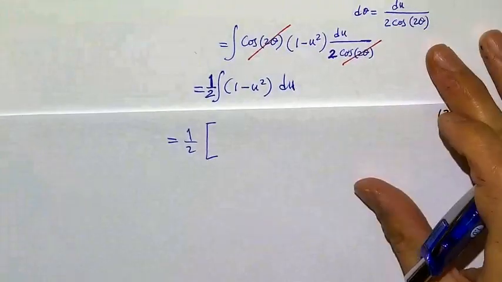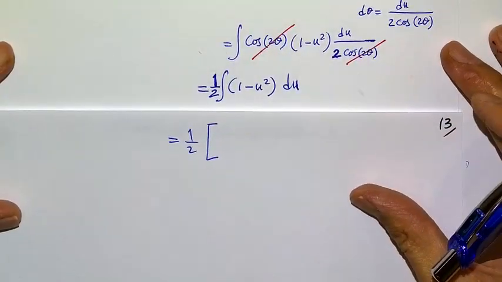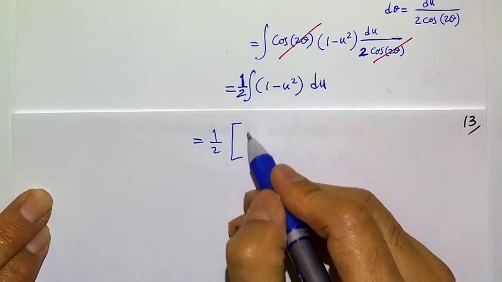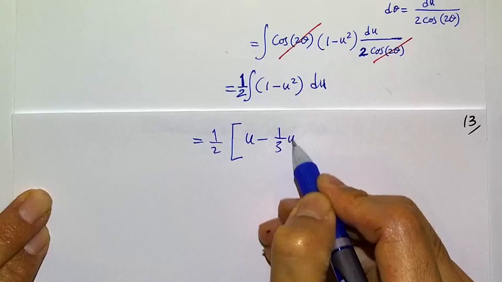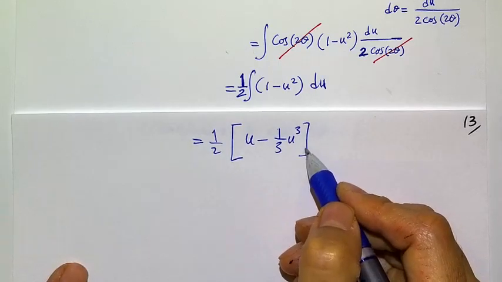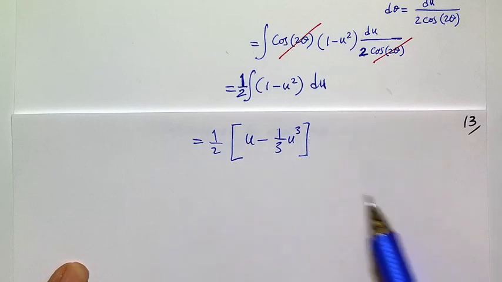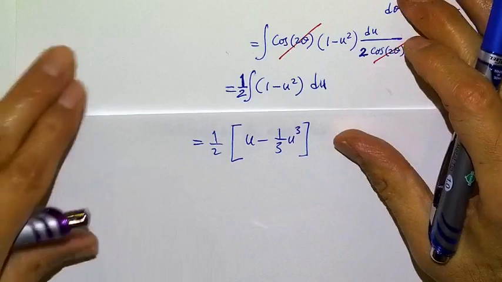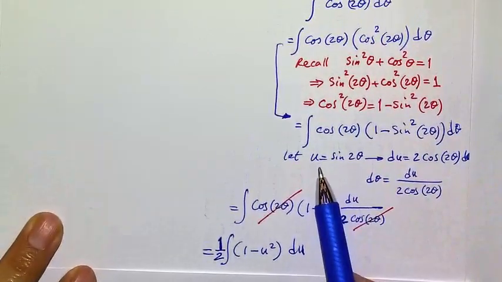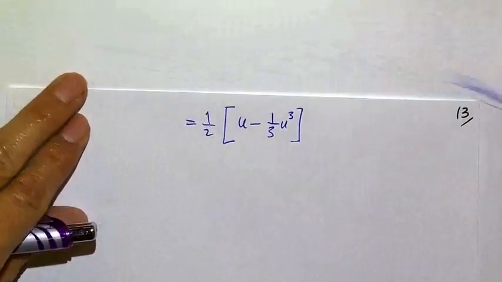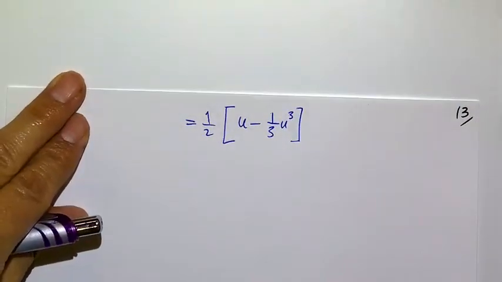Okay, so we're back here again on this page. So we have u minus 1/3 u cubed, like that. And now let's transition back to the theta variable, which was, we took u to be sine of 2 theta, right? So we're going to move back to that.